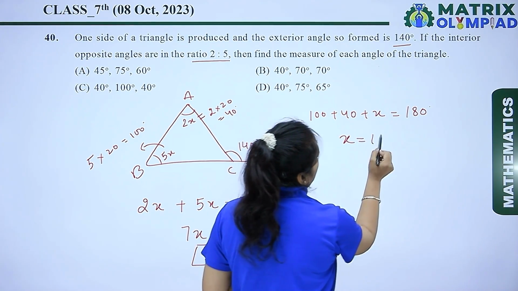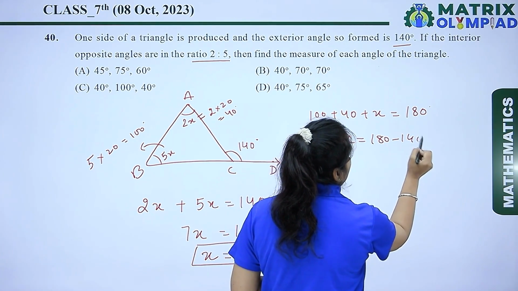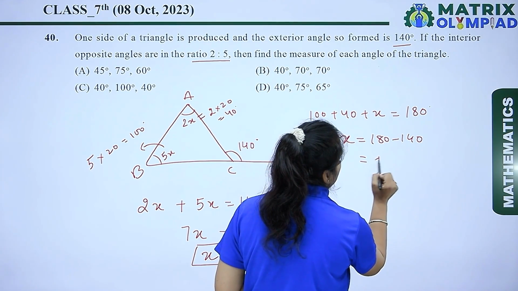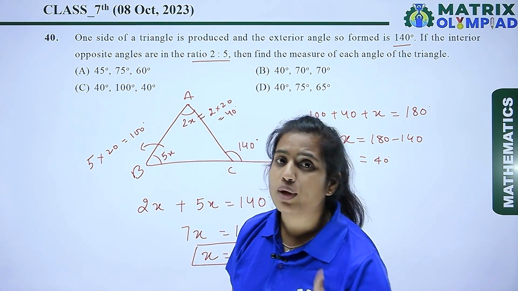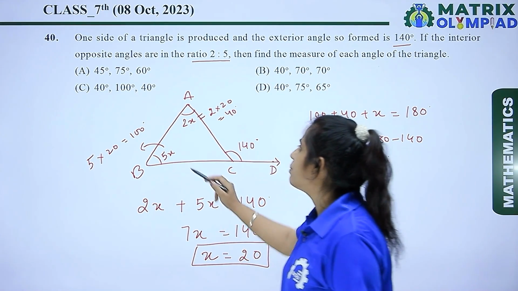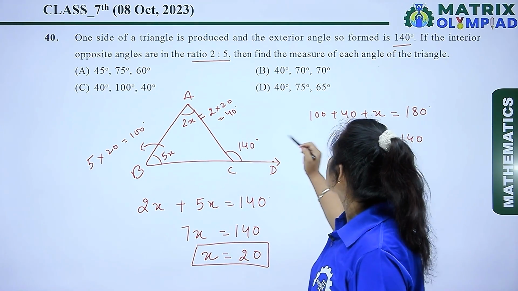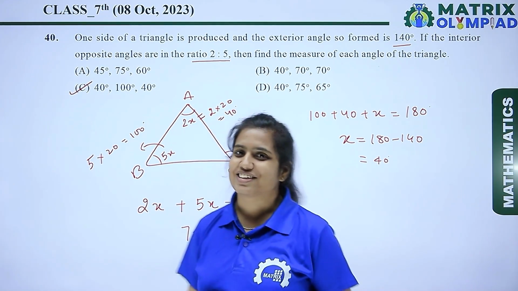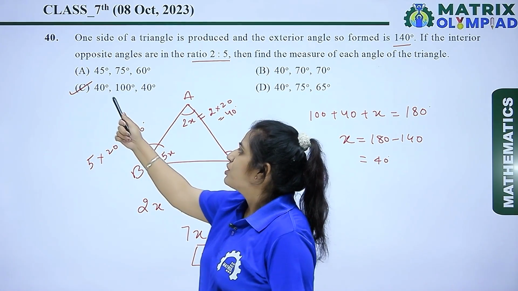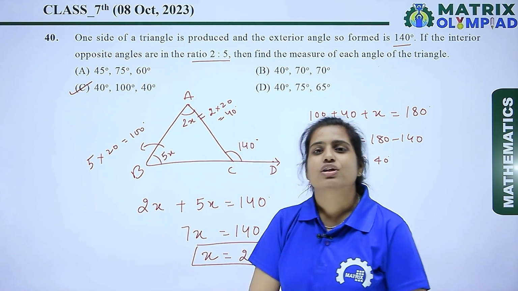x is equal to 180 minus 140. So the third angle will be 40 degree. तो तीनों एंगल्स हमारे पास आ गए हैं जिसमें से 2 एंगल्स 40 डिग्री के हैं और एक एंगल हमारा 100 डिग्री का है. Let's check the option, and according to the option we have option C the correct answer. Here option C is 40, 100 and 40.